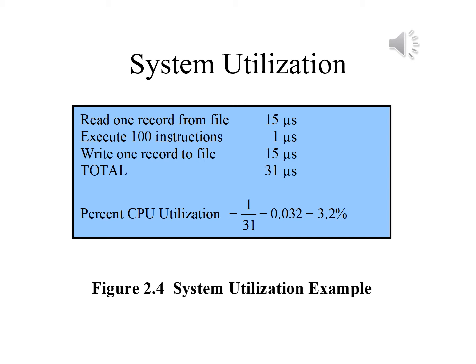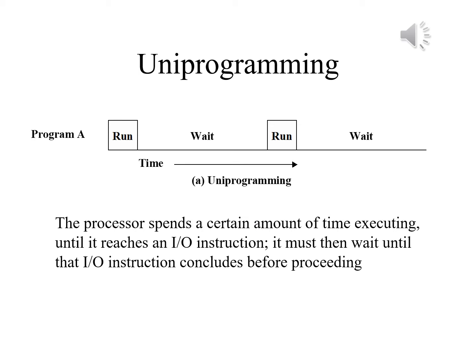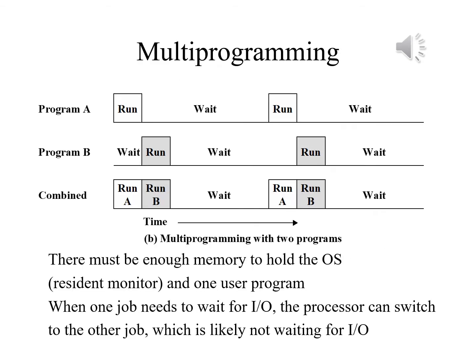from the file. The illustration on the slide illustrates this situation, where we have a single program, referred to as uniprogramming. The processor spends a certain amount of time executing until it reaches an input-output instruction. Then it must wait until that input-output instruction concludes before it can proceed. This inefficiency is not necessary.